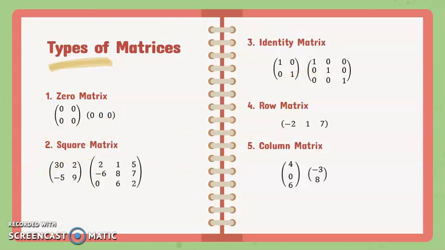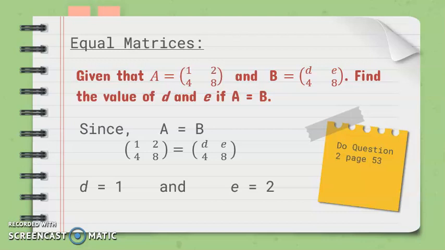So next, let's try the second page, which is equal matrices. So equal matrices, from the meaning of the word, equal means the same. Matrices means it must be more than one matrix. Okay, so given matrix A and matrix B here, find the value of D and E if matrix A is equal to matrix B.